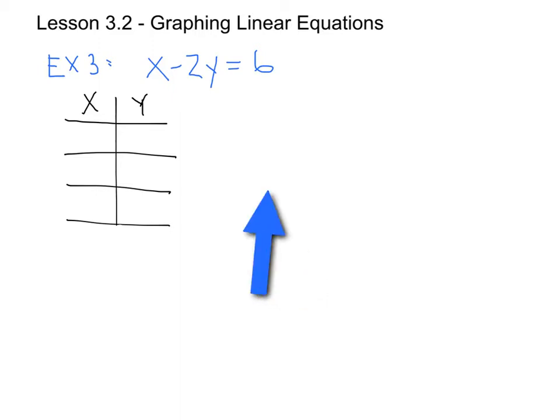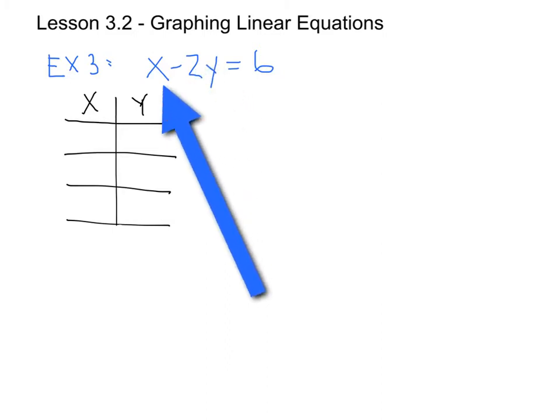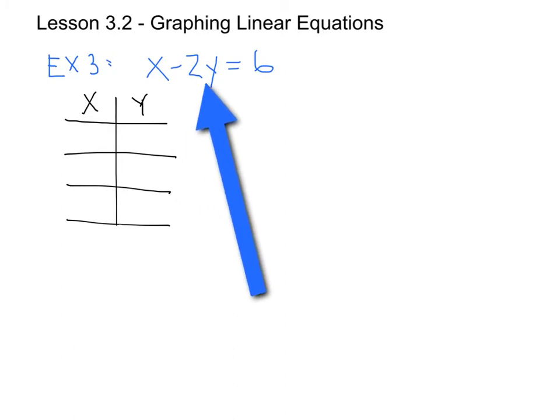Since y has a coefficient, it's going to be easier to pick numbers for y. You don't have to. You can pick numbers for x, but since y has a coefficient, it might be easier to pick numbers for y. So some of you guys might be saying, well, what numbers do we pick? And the answer is it doesn't matter. It really doesn't. Now, I would pick small numbers, so let's go with this. Let's just go with 0, 1, and 2.